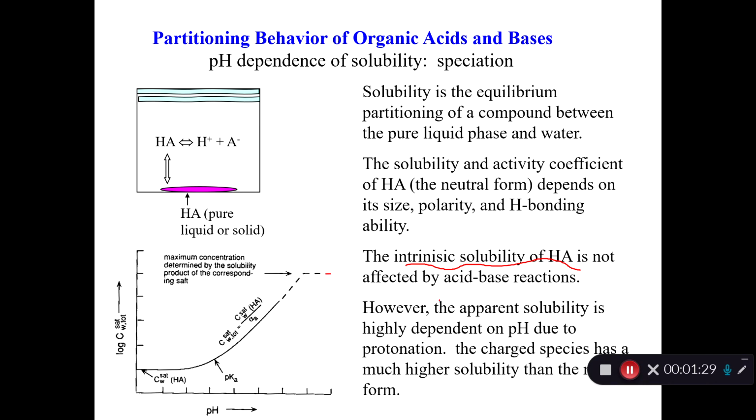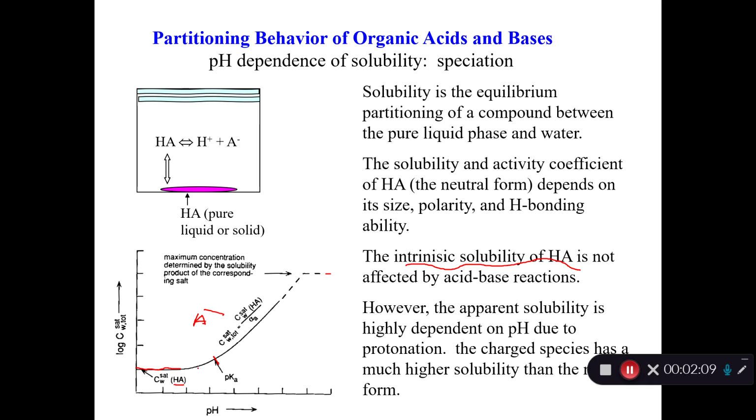But when the compound either loses a proton and becomes negatively charged or gains a proton and becomes positively charged, the apparent solubility will increase. So here's an example. As the pH increases for an acid, down here at low pH, it's all protonated, all in the HA or neutral form, and its solubility is flat. It doesn't change. But then when you start to approach the pKa, which in this figure is right here, you start to take some of these protons off and you get some of the A- form.